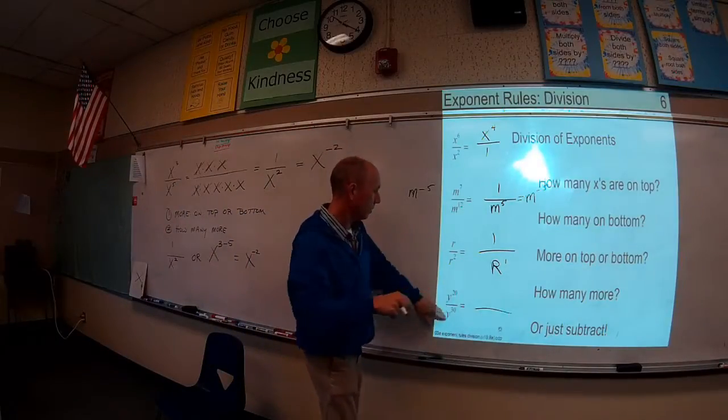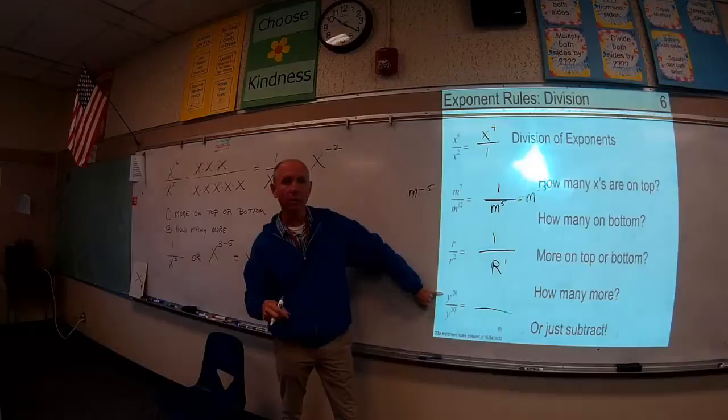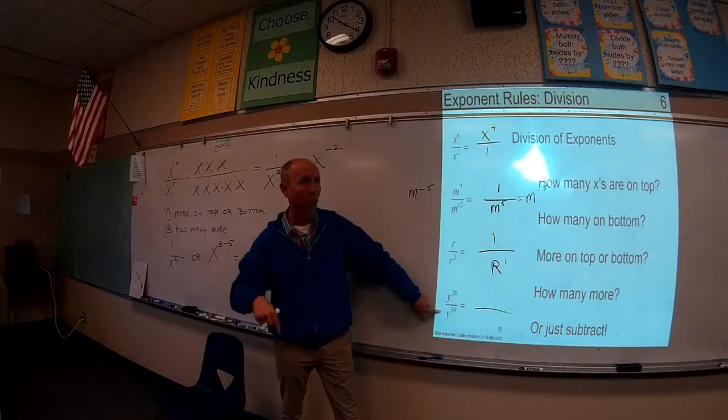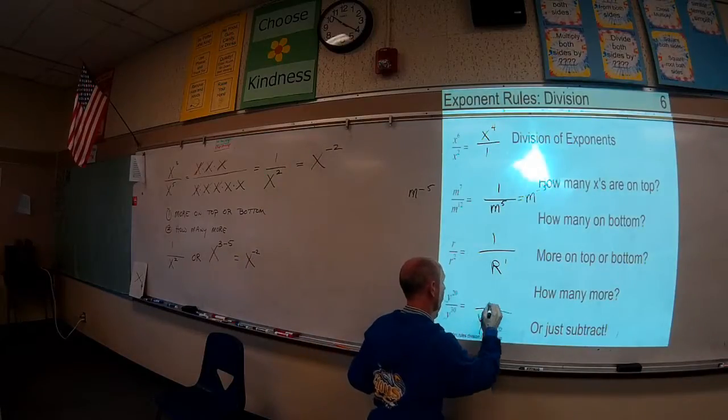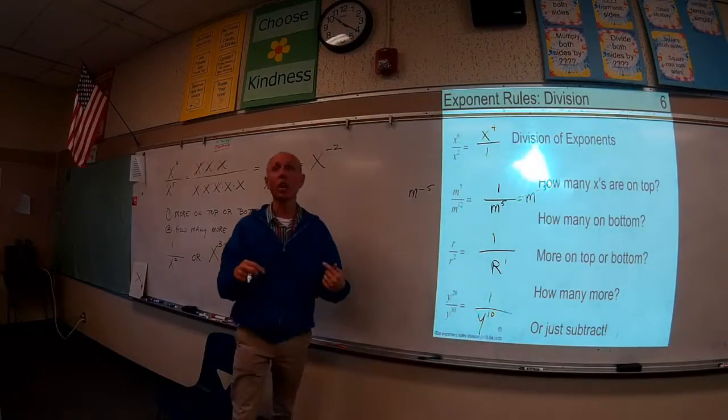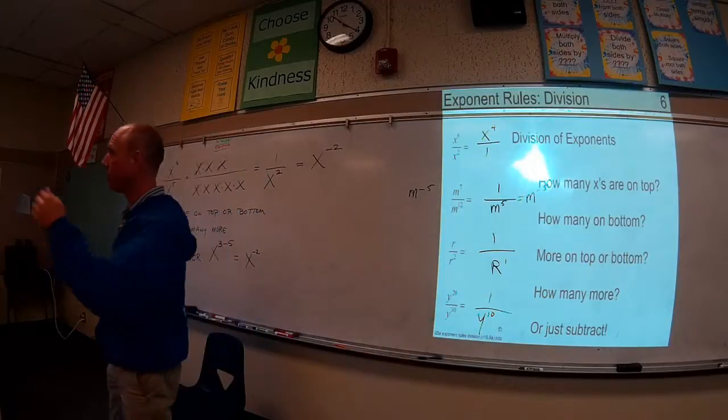So, ready? How many Y's are on top? 20. How many are on the bottom? 30. Are there more on the top or the bottom? Bottom. How many more? 10. So I have Y to the 10. Now you're going to go and make IXL happy.